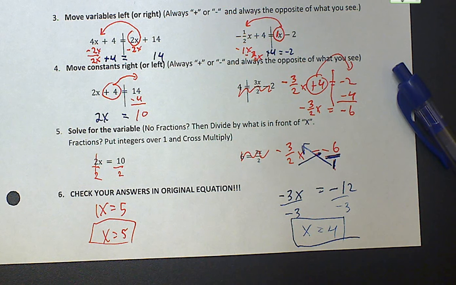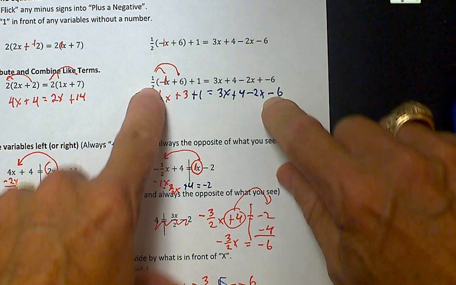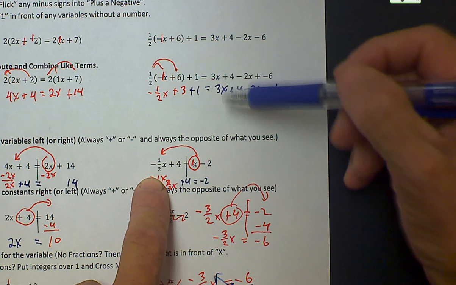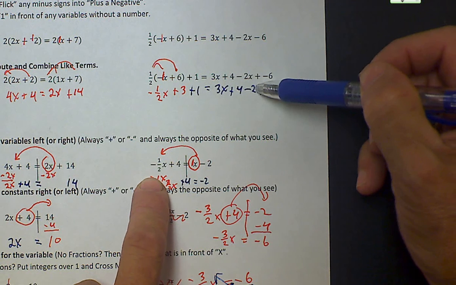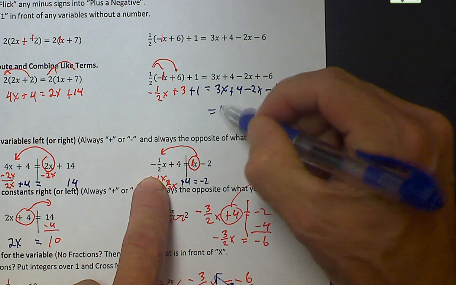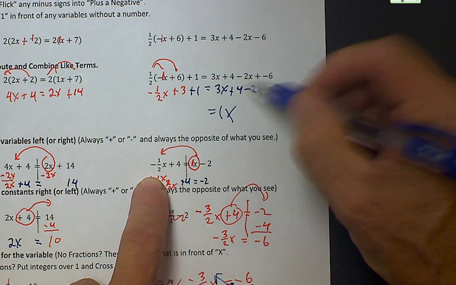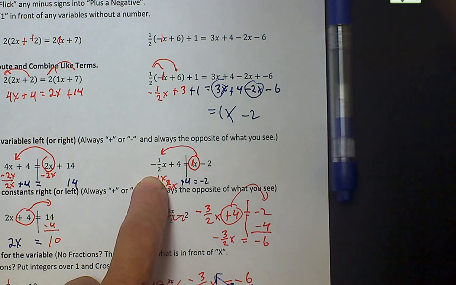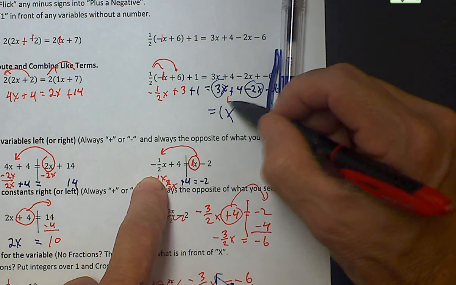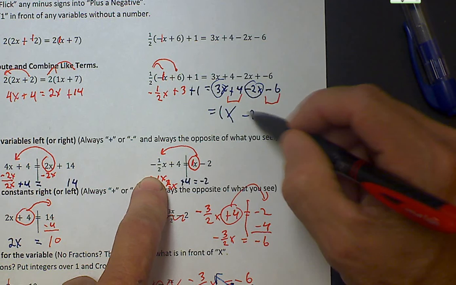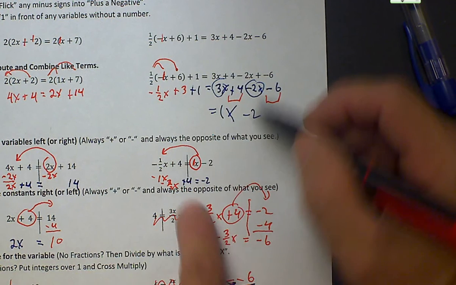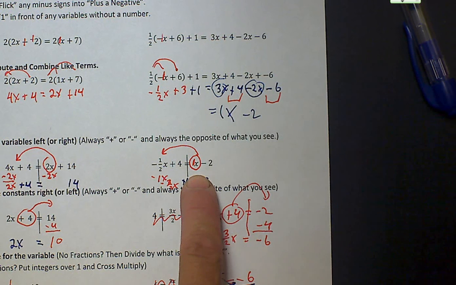I noticed a while ago I skipped a step up here. I just want to point it out to you. The way I got from here to here was to combine like terms. What is 4x minus 2x? That's a 1x right there. What is 4 minus 6? Negative 2. So that's where this came from. 3 minus 2 was 1x minus 2. That's how we got from here to here. So I missed that one. Sorry about that. Okay.